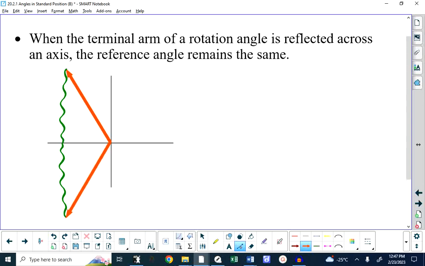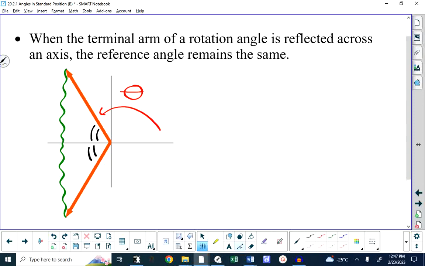And it's pretty easy to use basic geometry to show that those two triangles that you're looking at are similar. They have the same length for the hypotenuse, and that side that I've labeled as a green squiggly line is the same length. And what that means, if they're similar, is that this angle, which is the reference angle for the rotation angle that we started off with, is the same as the reference angle for the new rotation angle.